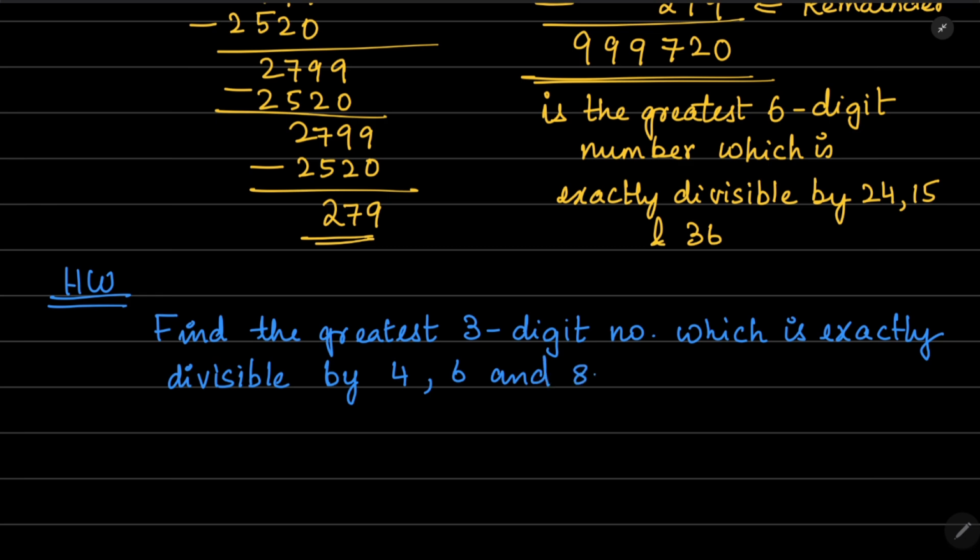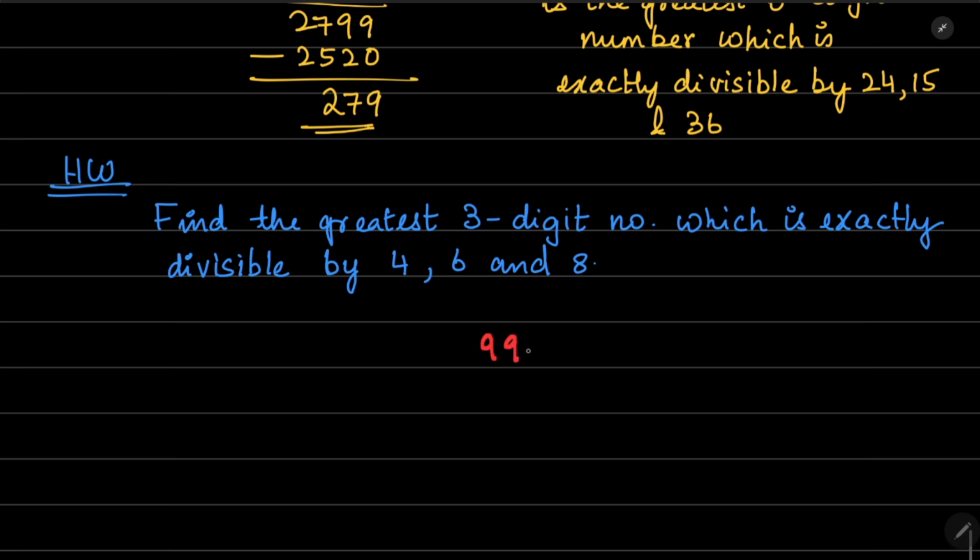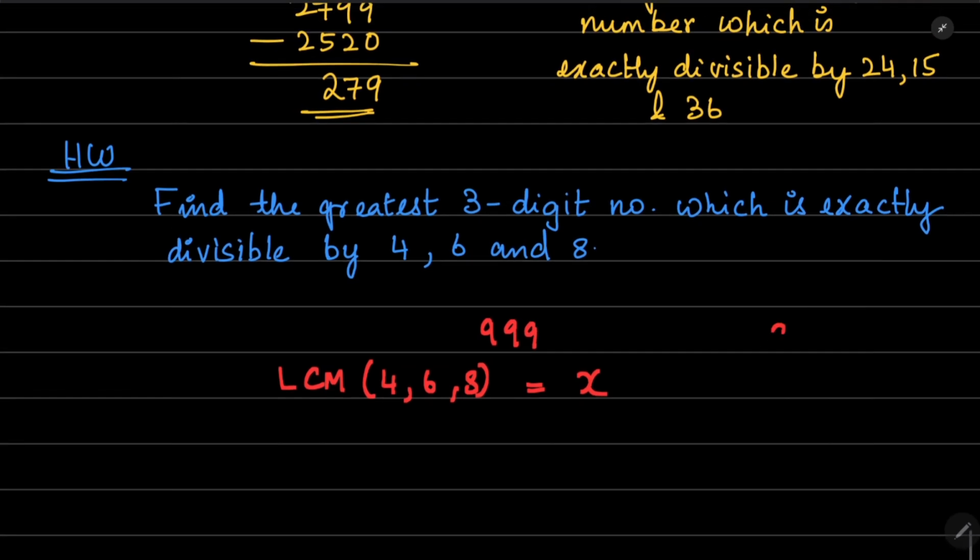How will you do it? You know that the greatest 3-digit number is going to be 999, right? And in order to find a number which is divisible by all the three, it will definitely be a multiple of the LCM of 4, 6 and 8. So you will find the LCM of 4, 6 and 8. You will get some number x. Then you will divide 999 by x.